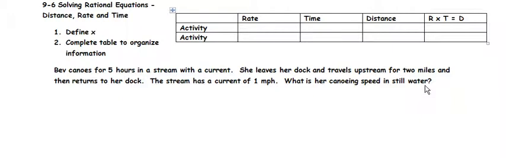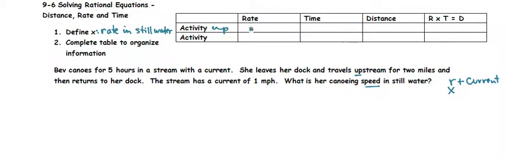So what we realize is that her speed is going to be a combination of her rate of canoeing and the current in the water. Rereading the question then, we realize that what they want to know is still water, so the variable of interest is this rate right here. This is our unknown.